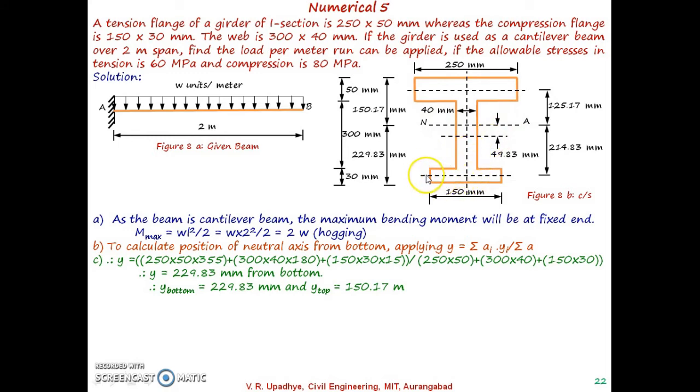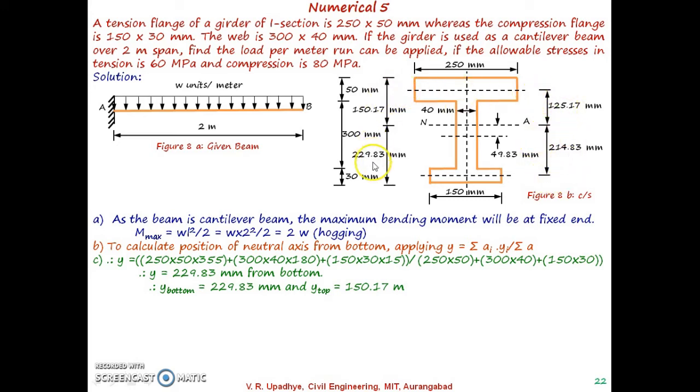Similarly, you can find the distance between the centroid of the bottom flange and the neutral axis. The neutral axis from the bottom is 229.83, and the centroid of the bottom flange is 15 mm from the bottom. So from 229.83, if you deduct 15, you get 214.83. That is the distance of the centroid of the bottom flange from the neutral axis.